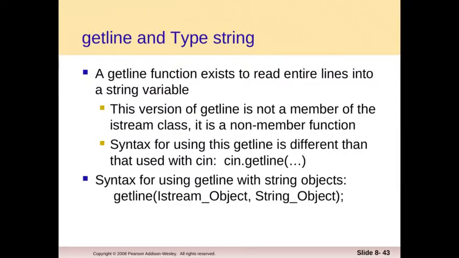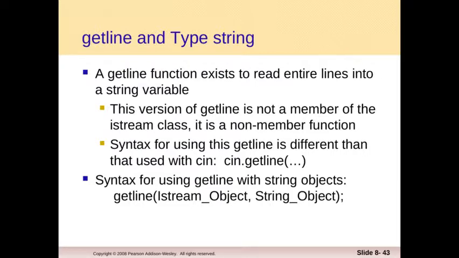Okay, now to make things really confusing, there is another getLine function. Remember, we already talked about a getLine function. That getLine function was a member function of the input streams, and we passed to it two arguments when we called it. We passed as a first argument a C string where we wanted to store the result, and as the second argument the length, the declared size of that C string.